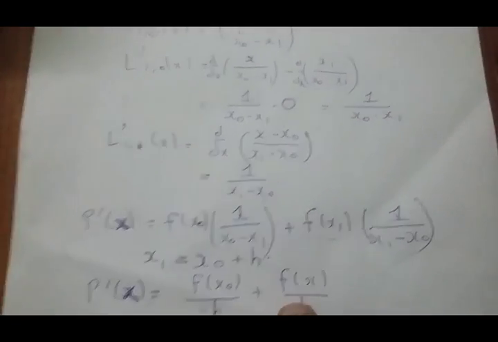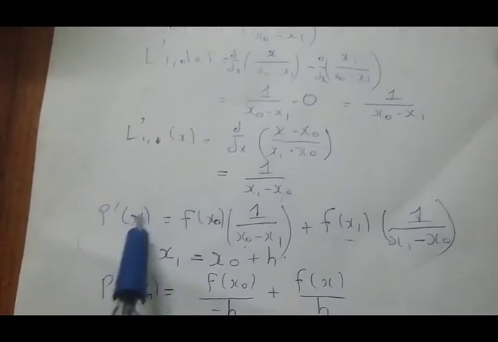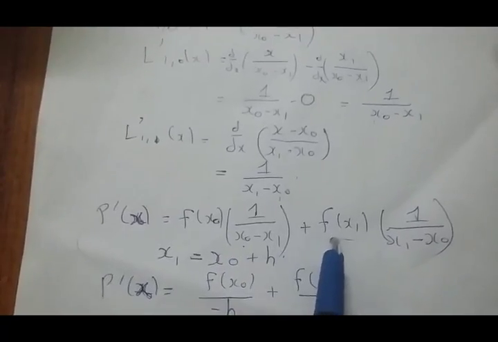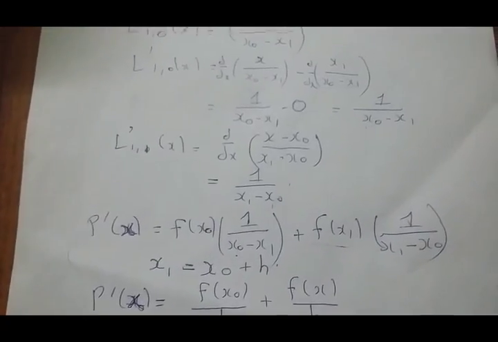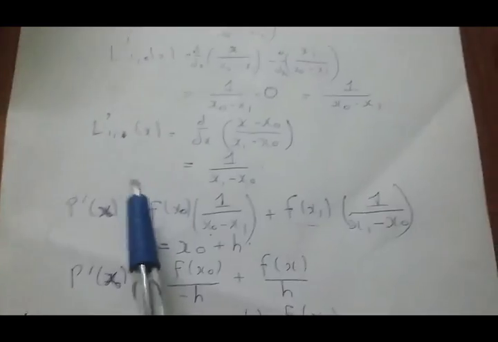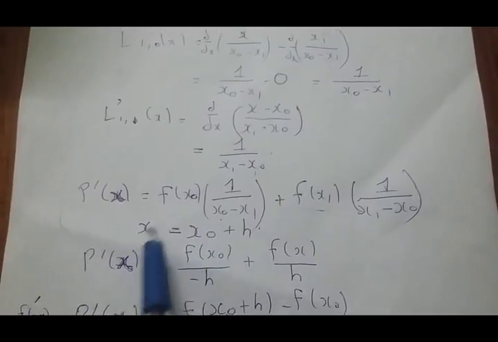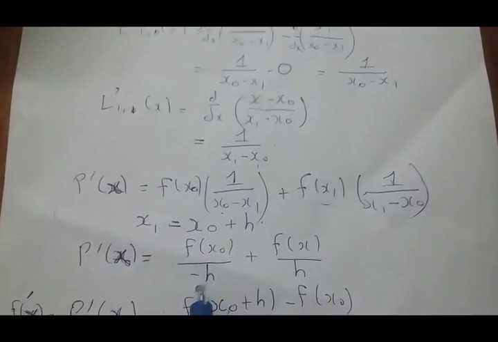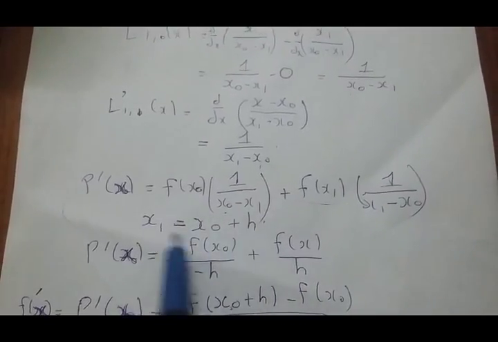Putting these two values in equation 1, we get p dash of x is equal to f of x0 divided by x0 minus x1 plus f of x1 divided by x1 minus x0. In order to convert this formula for a single point, we will assume that x1 is equal to x0 plus h. Putting this in, x0 minus x1 becomes minus h, and x1 minus x0 becomes h.